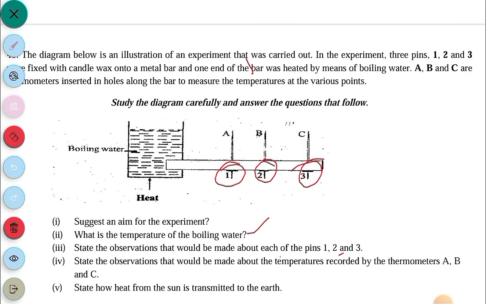Then it says, state the observation that will be made about the temperatures recorded by the thermometers A, B, and C. Thermometer A will give you the highest temperature, followed by thermometer B, followed by thermometer C. And then state how heat from the sun is transmitted to the earth. It's transmitted by radiation.